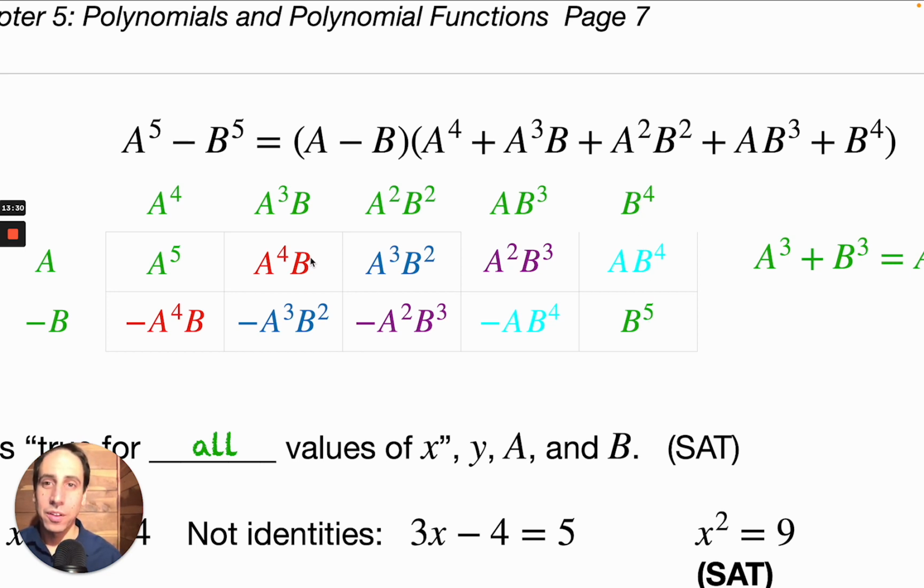And so you can see on the diagonals, all of these cancel out. Kind of similar to the previous one, except it's just way longer and there's more things to cancel. But the only thing left is going to be a to the fifth plus b to the fifth.